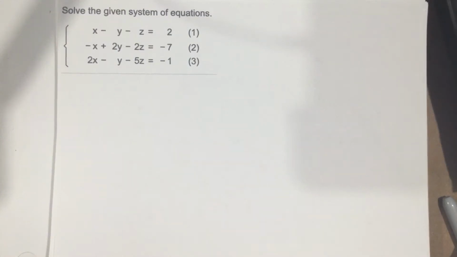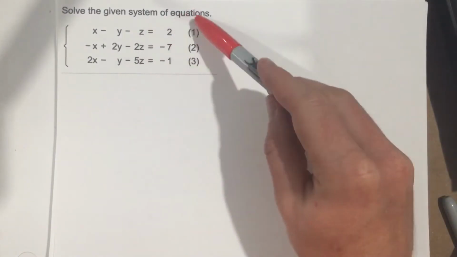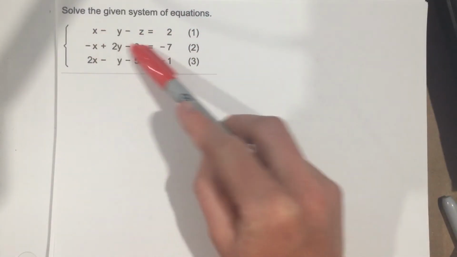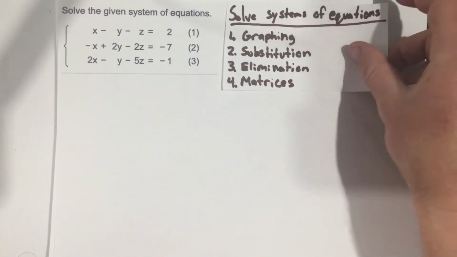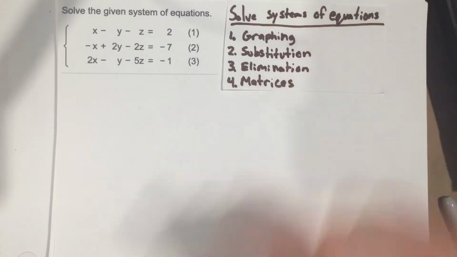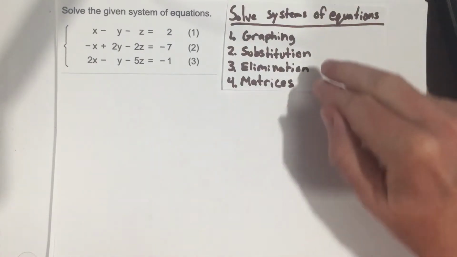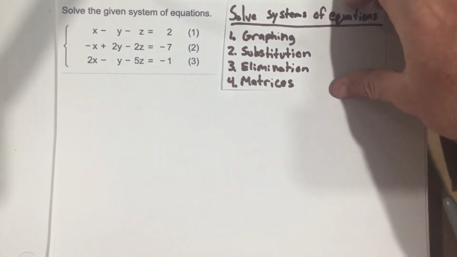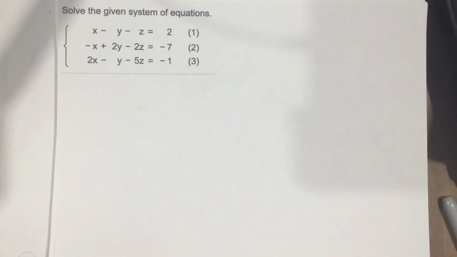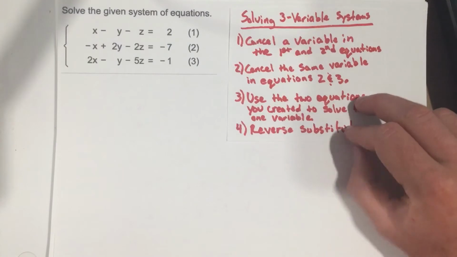This is problem number 4 from section 9.3. In this problem, they want us to solve the given system of equations. And they give us 3 different equations with 3 variables. Again, we have choices between graphing, substitution, elimination, matrices. Usually I'm going to use substitution and elimination, kind of interchange them as we go about. I have some steps that we're going to follow to actually solve this problem.